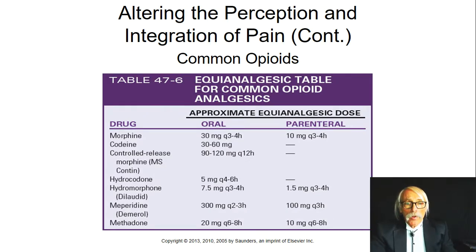Here are your common opioids. Here's the approximate equal analgesic dose, either via oral or parenteral. Oral, you have to take more of, right? There's morphine, there's codeine, there's OxyContin. Much more of that is needed than morphine or codeine. There's hydrocodone, hydromorphone. There's Demerol, that used to be a synthetic opioid that was used years ago.